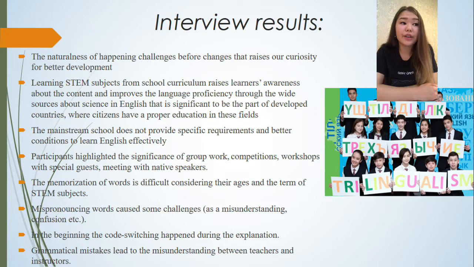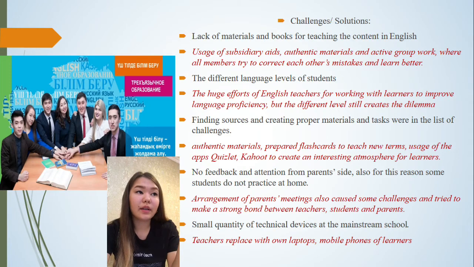And the challenging parts during the training course: the first one is that memorization of words is difficult considering their ages and the terms of STEM subjects. Next one is that mispronouncing words causes challenges such as misunderstanding and confusion. Third one is that in the beginning code switching happened during the explanation. And the last one is that grammatical mistakes led to misunderstanding between teachers and the instructors. So here are the listed challenges, and the teachers provided ways of solving these problems.